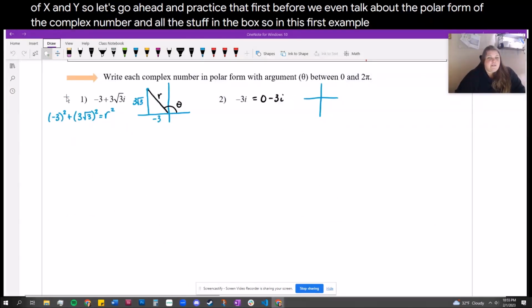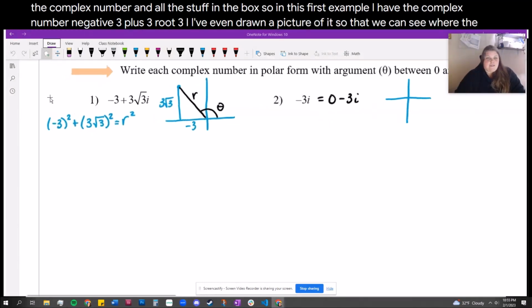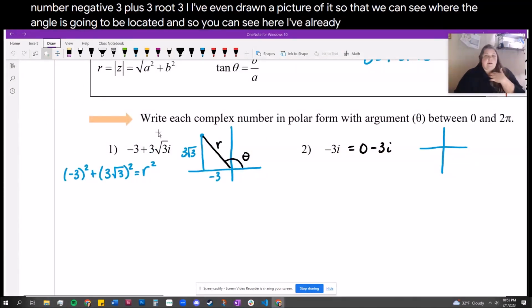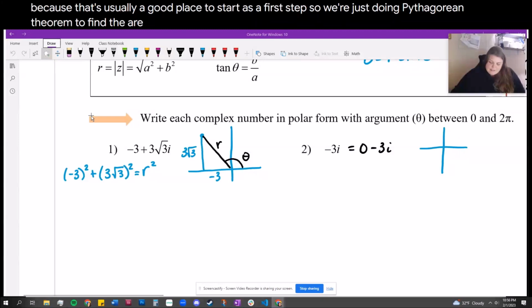So in this first example, I have the complex number -3 plus 3√3i. I've even drawn a picture of it so that we could see where the angle is going to be located. And so you can see here, I've already set up the equation for r, because that's usually a good place to start as a first step. So we're just doing Pythagorean theorem to find the r. Let's go ahead and simplify that.